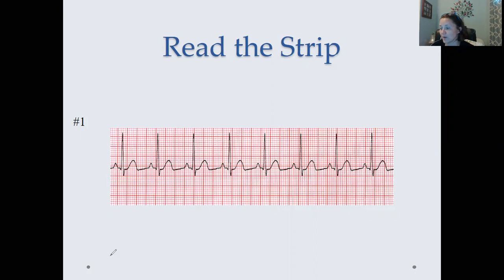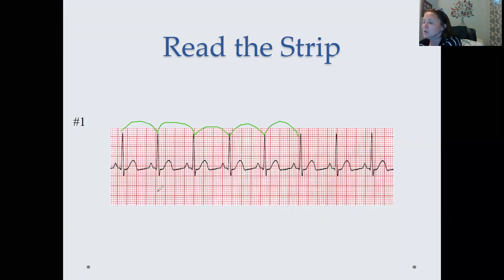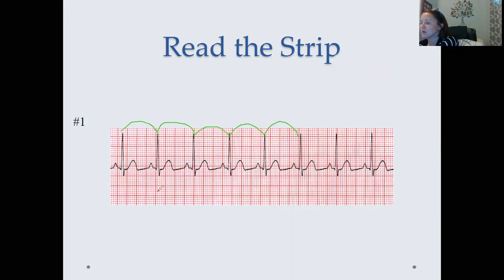Next up, is it regular? So you could use calipers or use the paper method to determine if this is normal. I'm going to just hold my paper up to the screen and do it on here. And I will tell you what I get. And do the paper method and march it out. And it looks like, yes, it is normal.